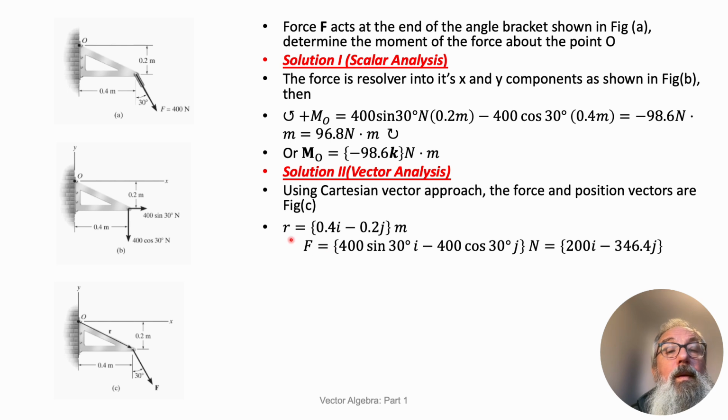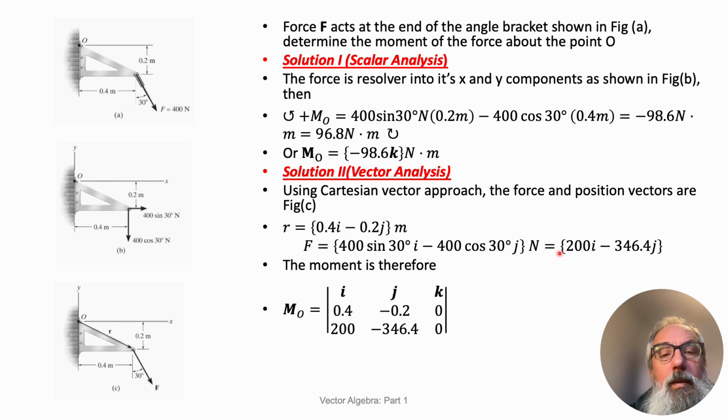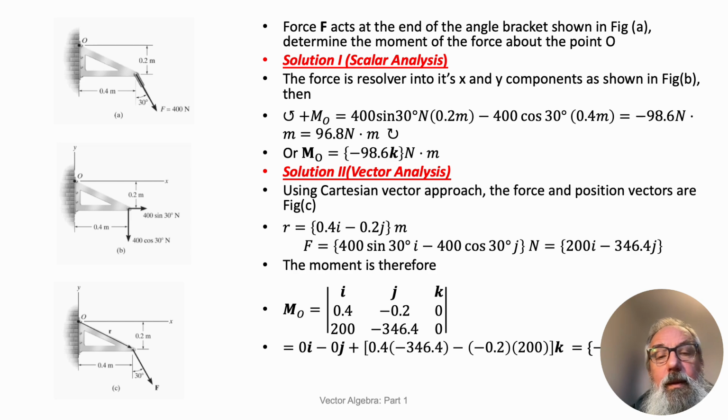Let's do it in vector arithmetic. So R is the point of action, so looking down here, 0.4, minus 2. And we can write the force vector. And the moment is found by multiplying the two together using a cross product as the determinant, and we can expand that.